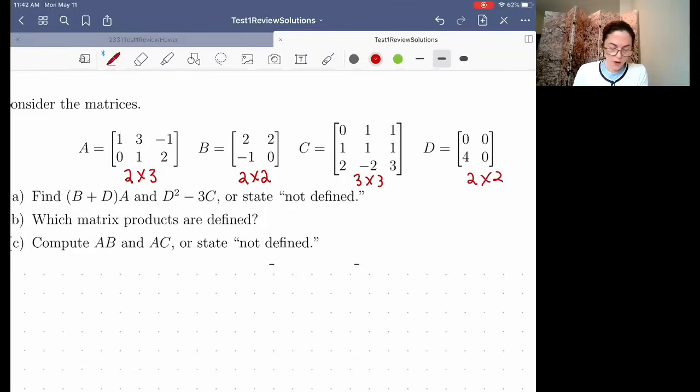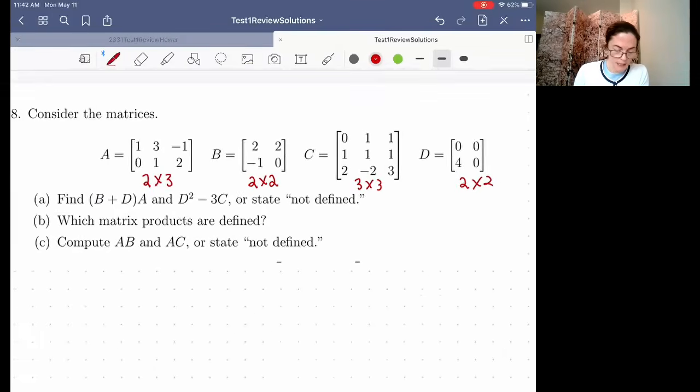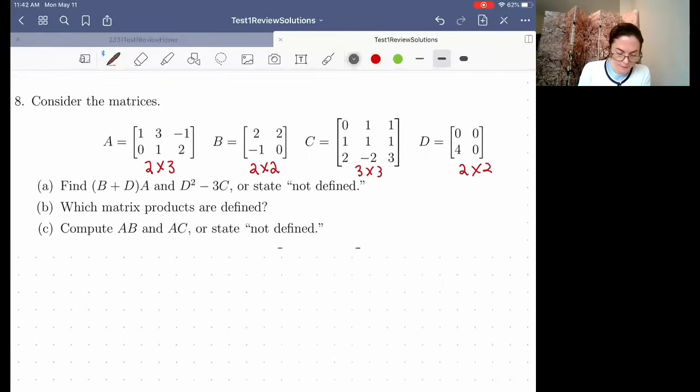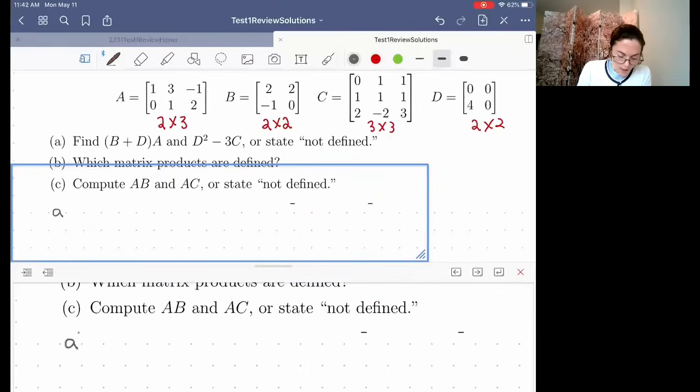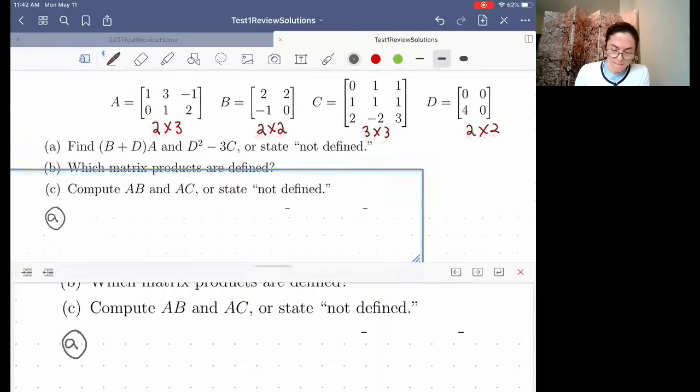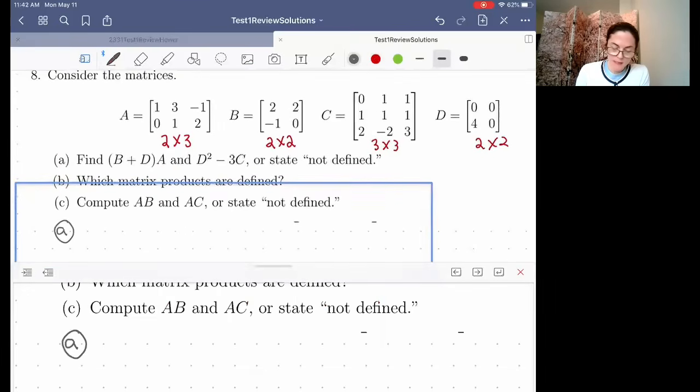Okay, so what can we do? Let's look at A and figure out what of these operations we can do. A times (B plus D). That's okay, we can do that. They're both the same size. You can add 2 matrices, provided they're the same size. We can add B plus D, and then we multiply. So we're going to be able to do this.